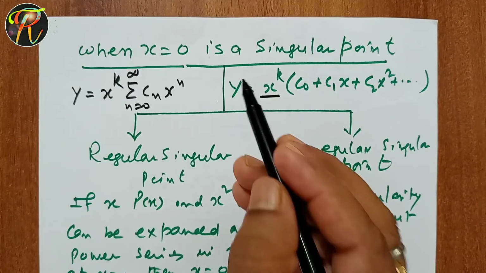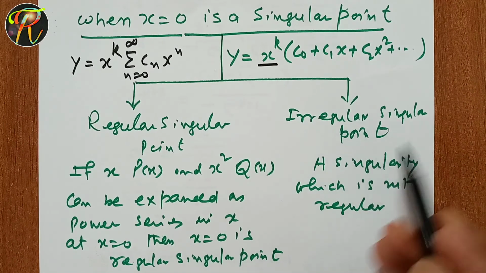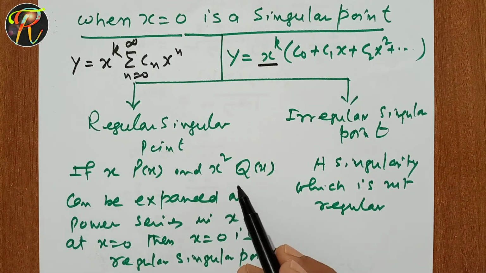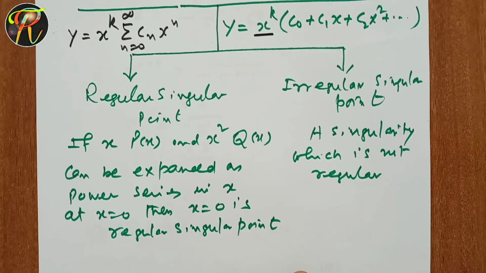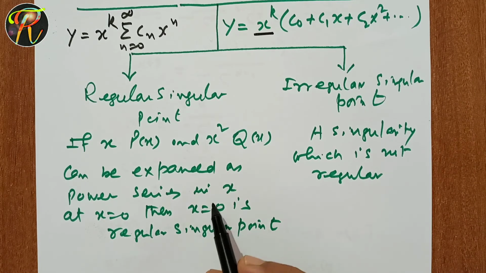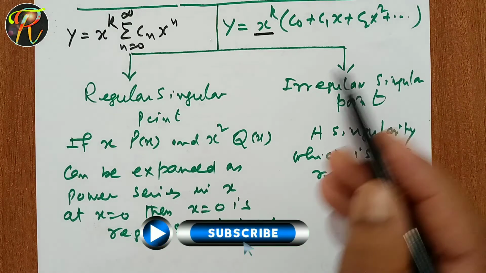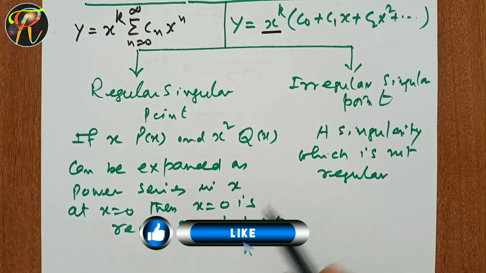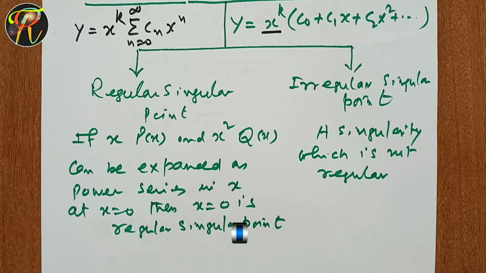Now, this is divided into two parts: one is the regular singular point and the second is the irregular singular point. So what is a regular singular point? If x p(x) and x square q(x) can be expanded as a power series of x, then x is equal to 0 is called a regular singular point. And if it does not possess a singularity of this type, it is called an irregular singular point. So you remember, we will discuss only the regular singular point, which is important for our syllabus.